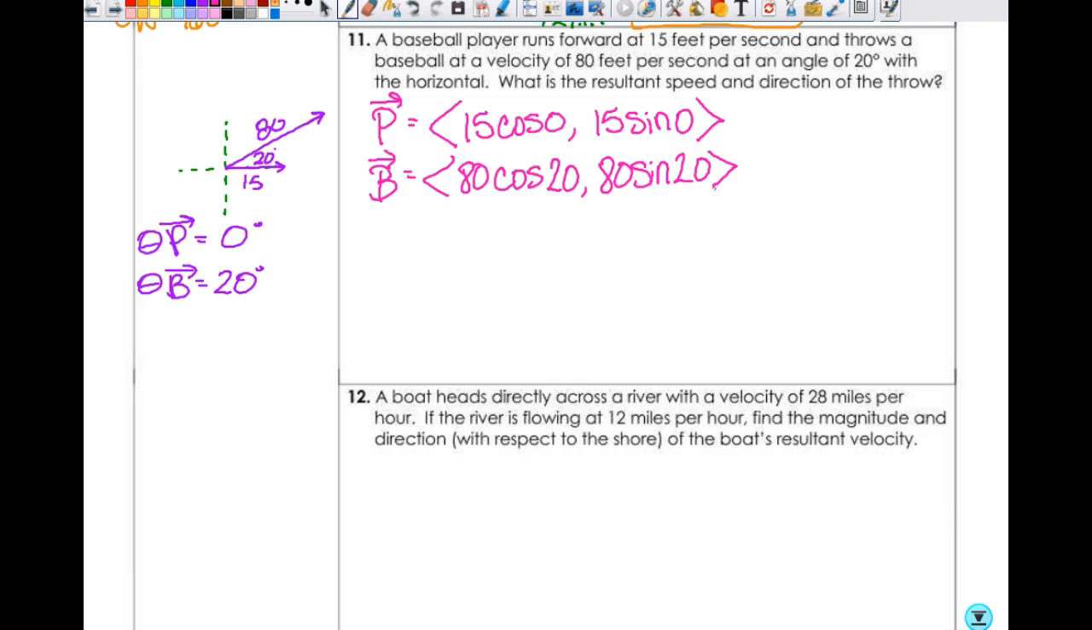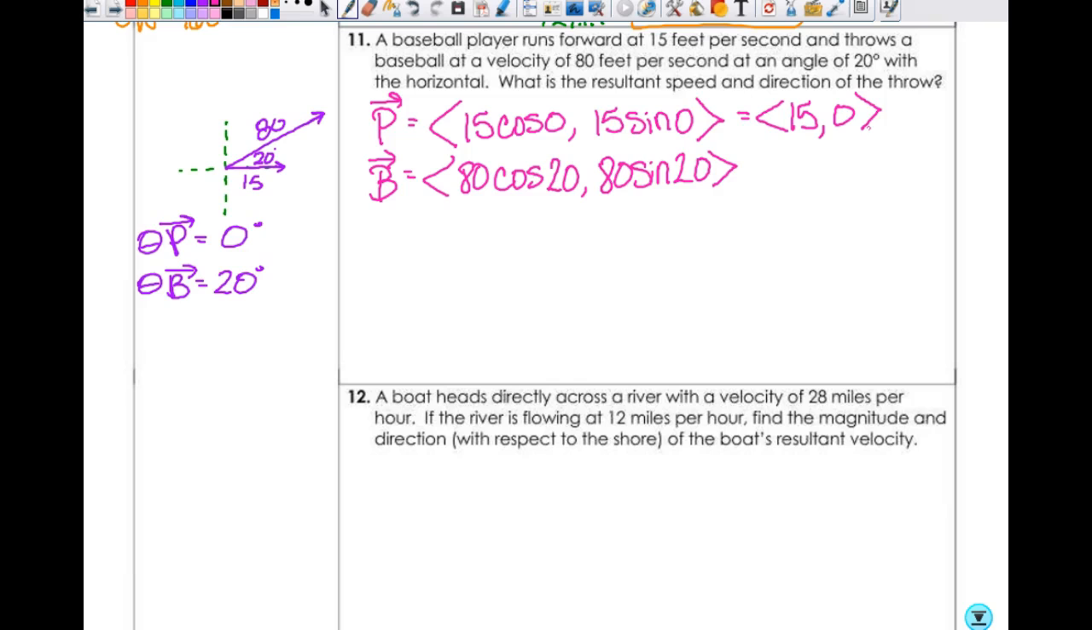Not just yet, because let's talk about this first vector first. What is the cosine of 0? 1, right? So 1 times 15 is 15. The sine of 0 is 0. So 0 times 15 is 0. So that's really that vector.